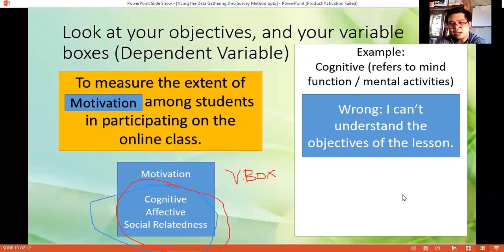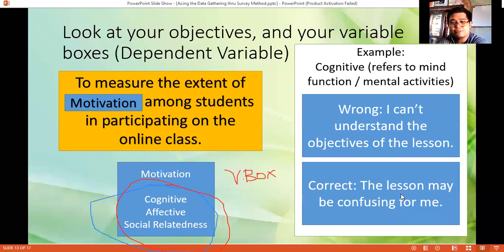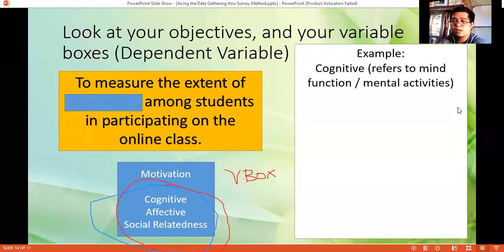So, instead of writing "I can't understand the objectives of the lessons," you can just say "The lessons may be confusing for me." Okay? The lessons may be confusing for me. So if you say 1 is not at all, number 4 is always. Okay? So the lessons may be confusing for me. Another one.